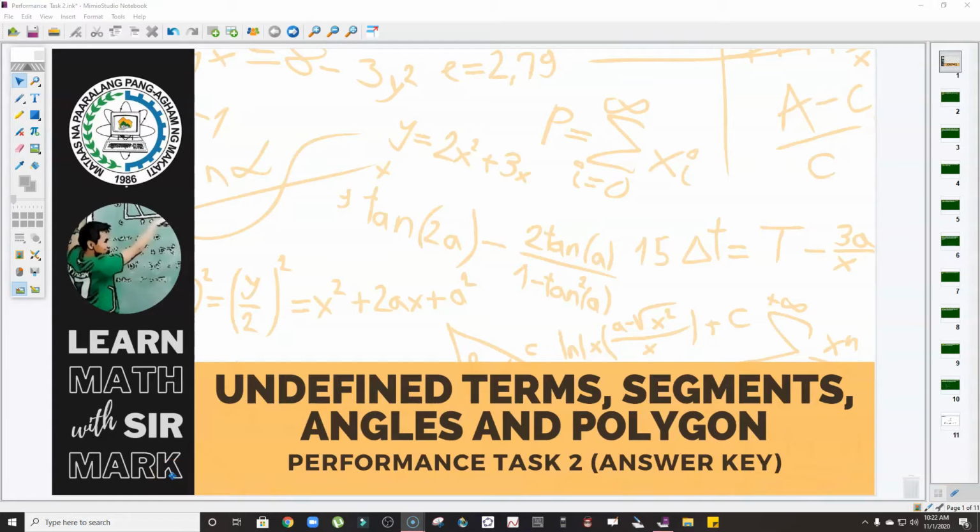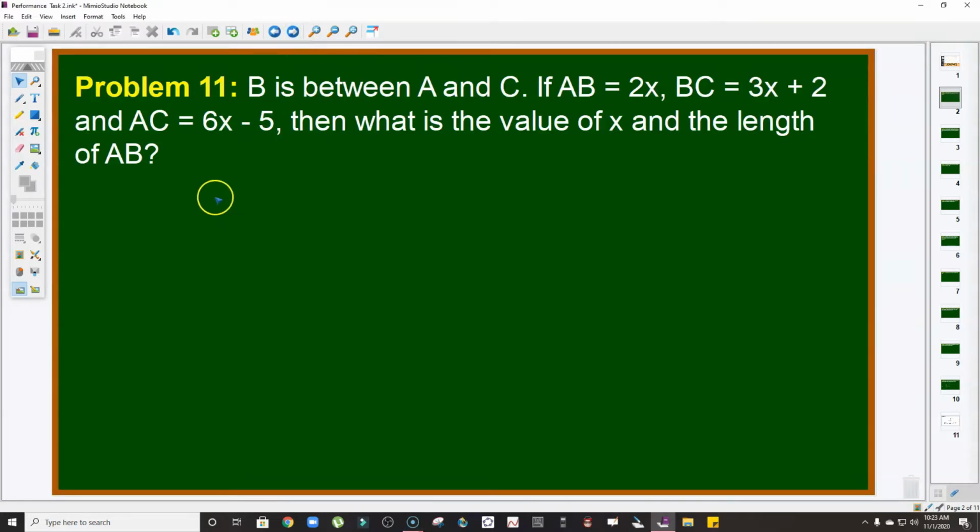As I promised, I'm going to discuss the solutions on the second activity that we had last meeting, which covers the first 3 weeks of our lesson in our geometry class. But in this video, I'm going to skip the first part, which is about concept check. Okay, so let's proceed to item number 11.